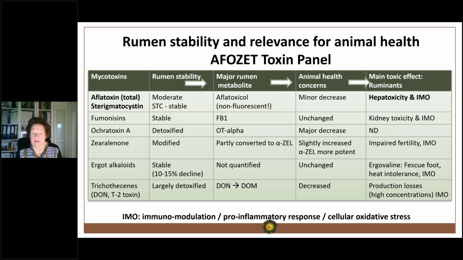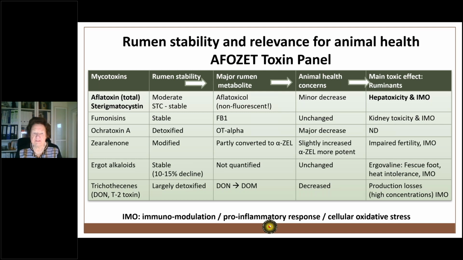Ergot alkaloids are rather stable. We see a minor decrease between 10 and 15%. They are not quantified individually because ergot alkaloids are a group. We normally measure 11 different derivatives, and they pass unchanged in terms of metabolism and efficacy. We will discuss later on one of the ergot alkaloids, not from Claviceps species, but from grass and grass-based silages, in terms of fescue foot.